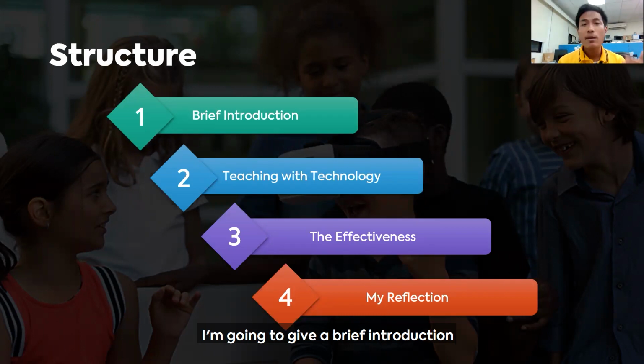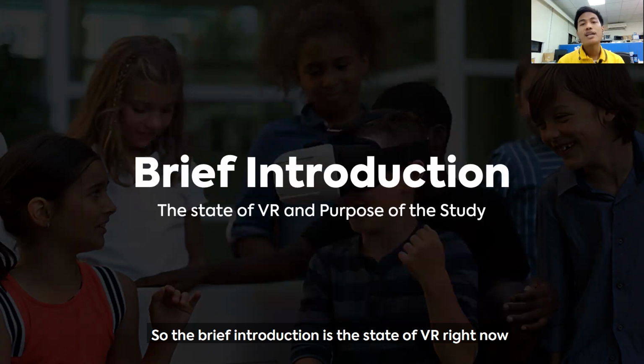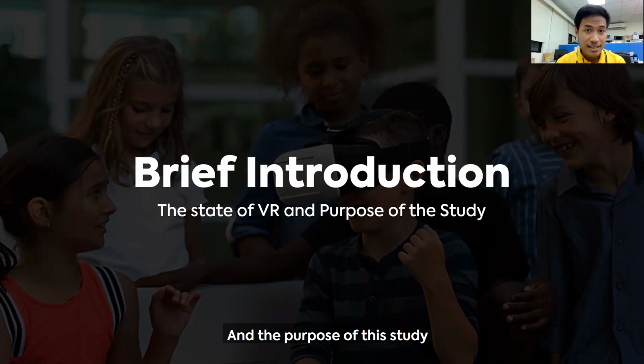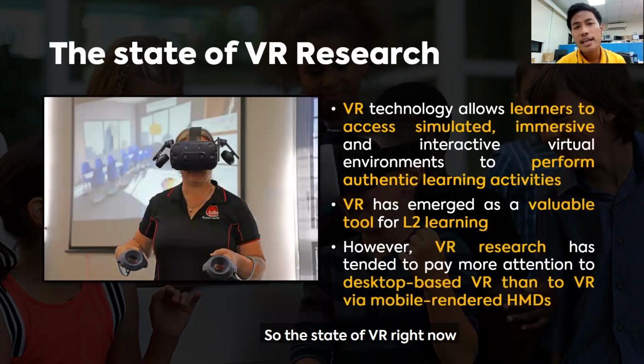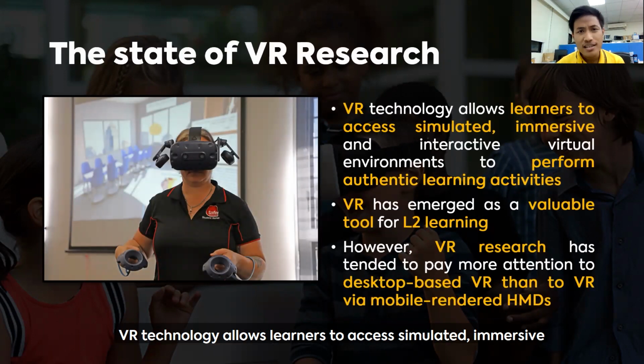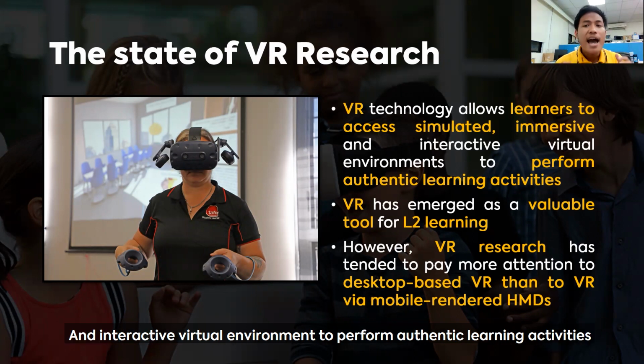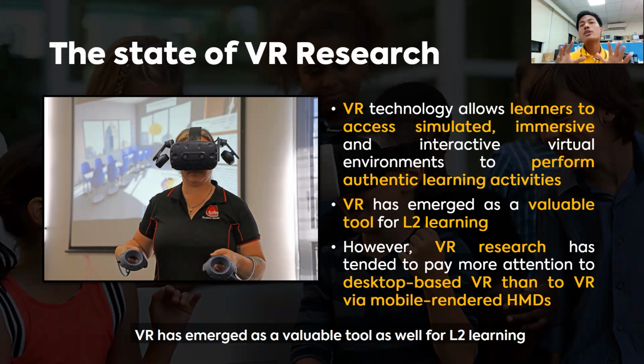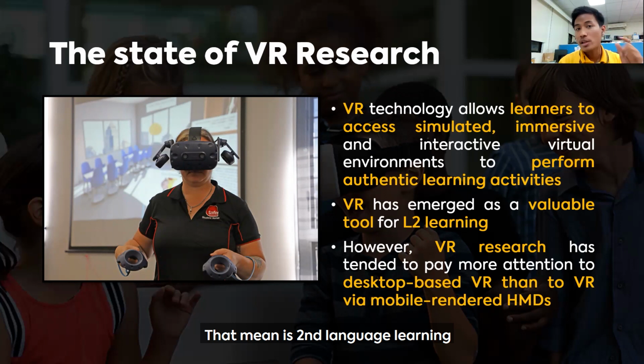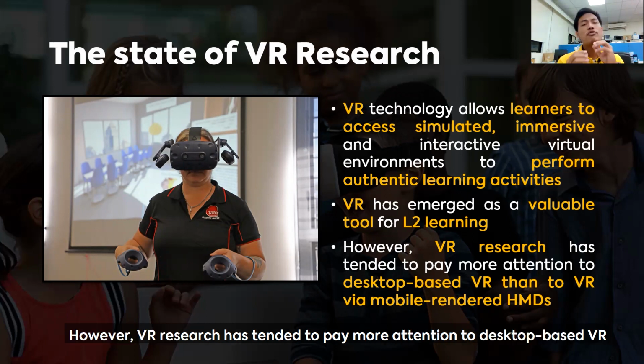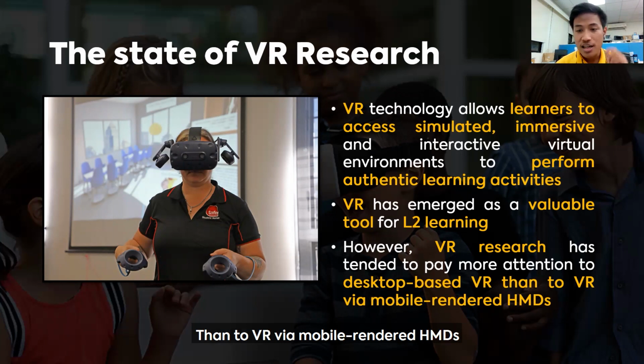I'm going to give a brief introduction. The brief introduction covers the state of VR right now and the purpose of this study. The state of VR right now: VR technologies allow learners to access simulated, immersive, and interactive virtual environments to perform authentic learning activities, which is good. VR has emerged as a valuable tool in L2 learning, that means language learning. However, VR research has tended to pay more attention to desktop-based VR than to VR via mobile rendered HMD.